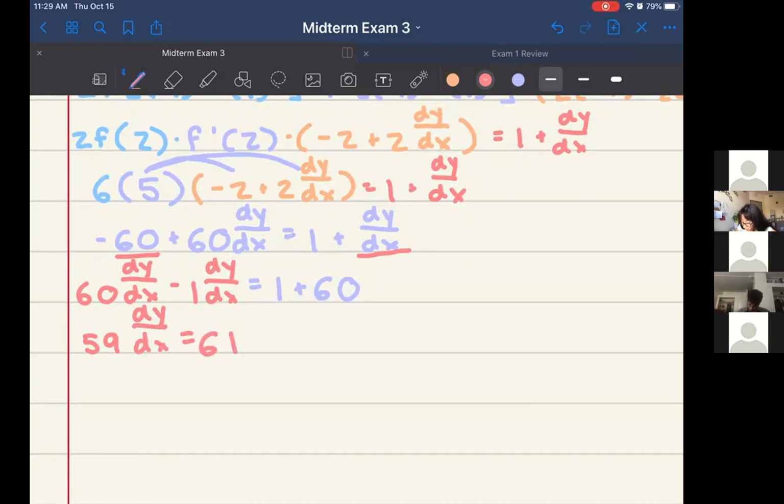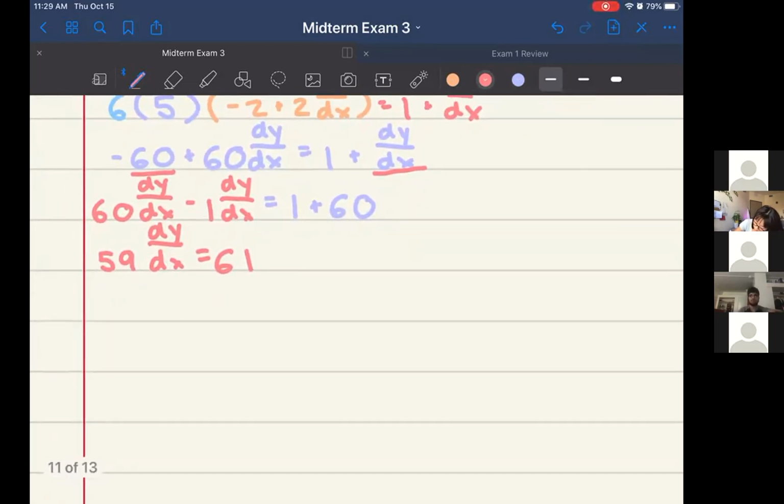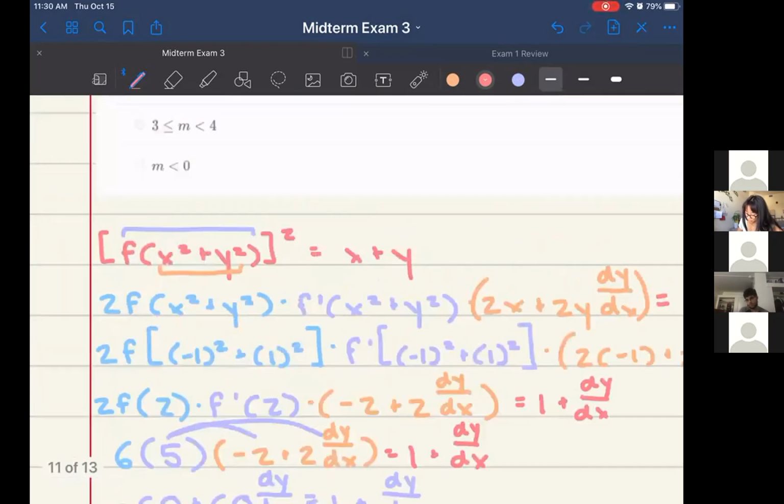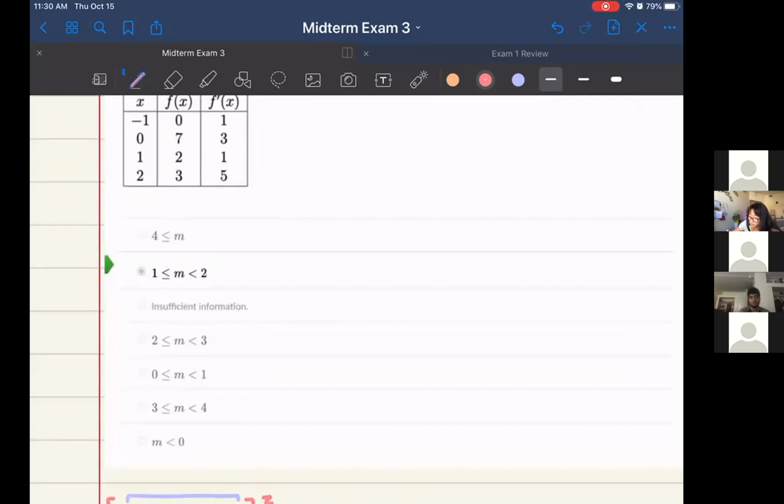And then to completely isolate dy/dx, you just divide both sides by 59. And you get 61 over 59. And I forgot what that equals. It's 1.034. Thank you. 1.034. Go with that. So it's going to be equal to that, about. Then we go back up. dy/dx is about equal to 1.034. And then we'll know that this is the answer.